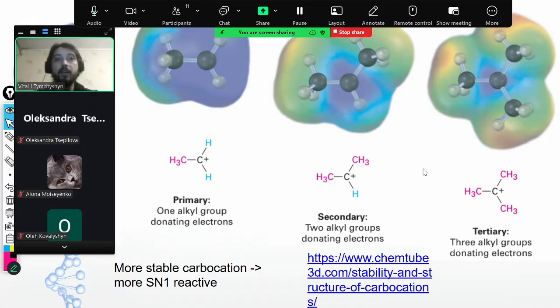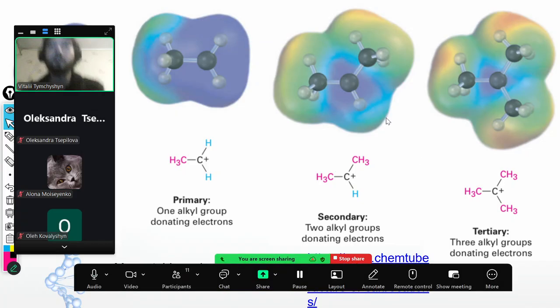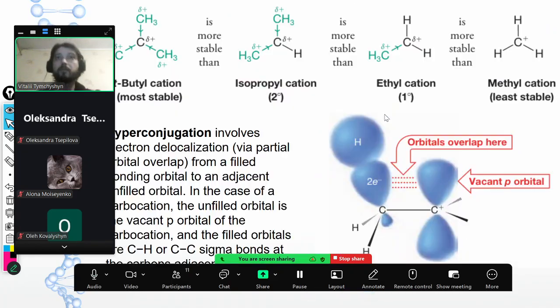So the more substituents you have, the better you can delocalize the positive charge. So the more stable carbocation you get, and the more SN1 reactive the substance will be. So that's it: the more substituents, the more stable the carbocation, the more SN1 reactive. That's the simple logic that we have here.